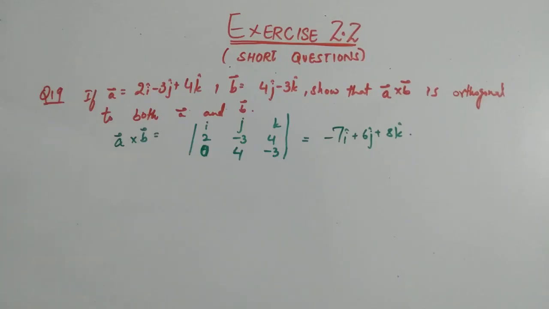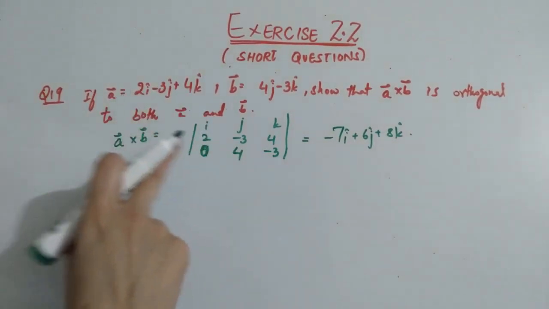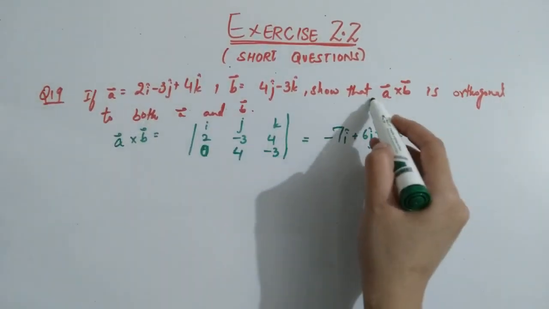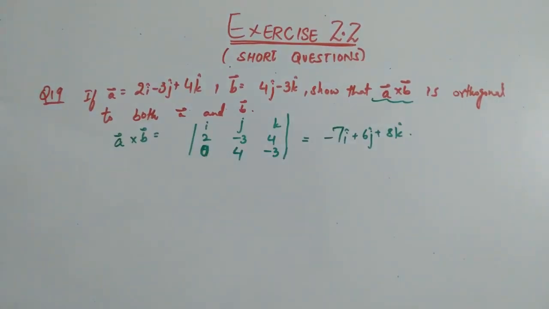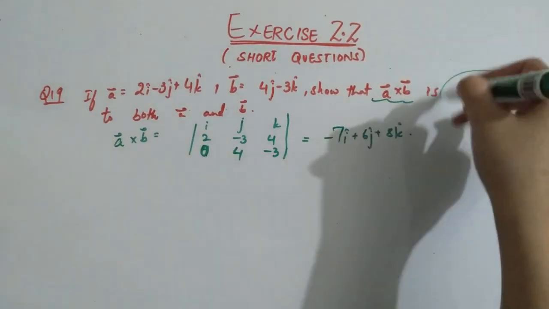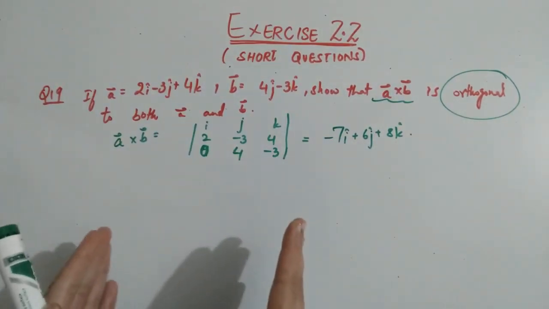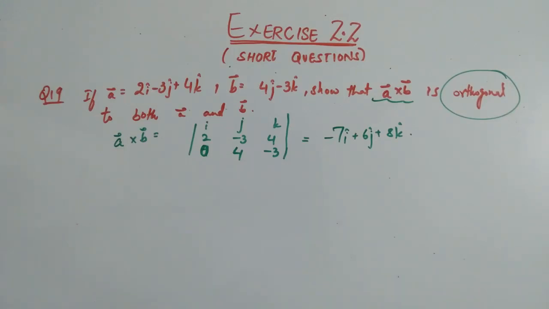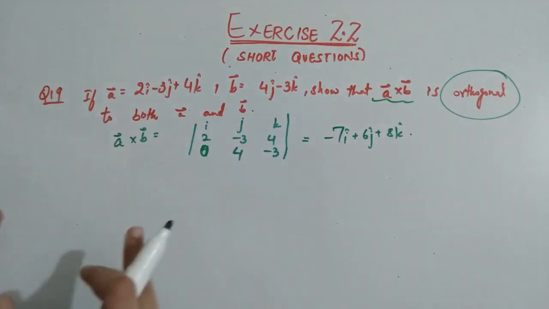In question number 19, this is the last question of exercise 2.2. You are given two vectors A and B, and you have to show that this A cross B is orthogonal to both A and B. What is orthogonal? Orthogonal is actually the perpendicular thing. When two vectors make an angle of 90 degrees with each other, you say that A and B are perpendicular vectors.